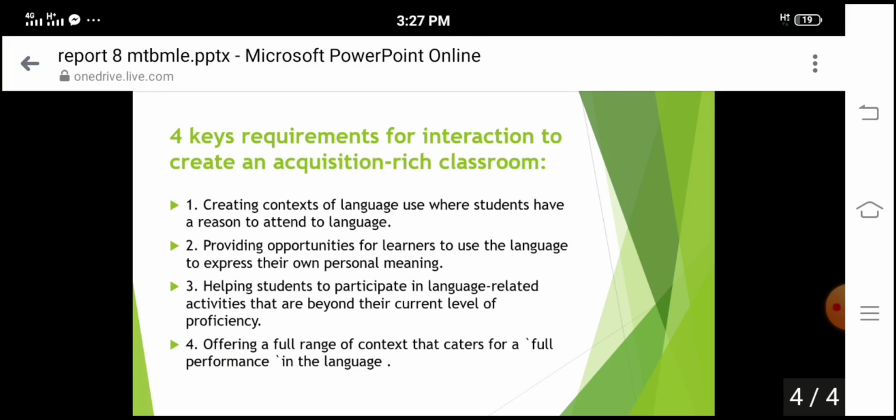4 requirements for interaction to create an acquisition-rich classroom. Number 1, creating context of language use where students have a reason to attend to language.